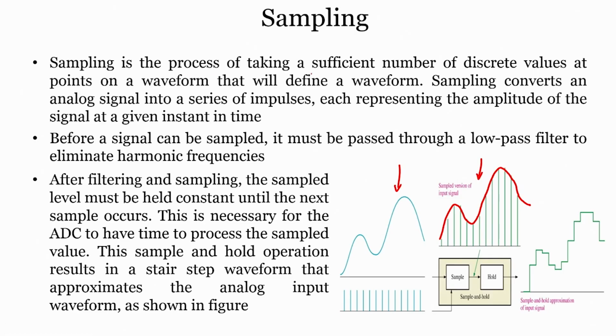That is what is called sampling. Sampling is a process of taking a sufficient number of discrete values at points on a waveform that will define the waveform. Sampling converts an analog signal into a series of impulses, each representing the amplitude of the signal at a given instant in time. Before a signal can be sampled, it must pass through a low pass filter to eliminate any harmonic frequencies, right. So, what is the filter that we can use? We can use a low pass filter.